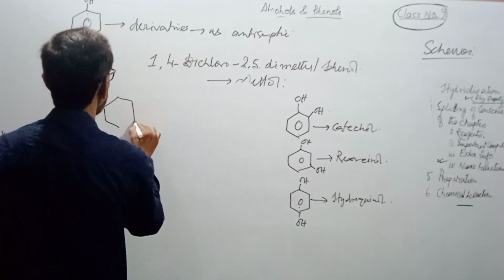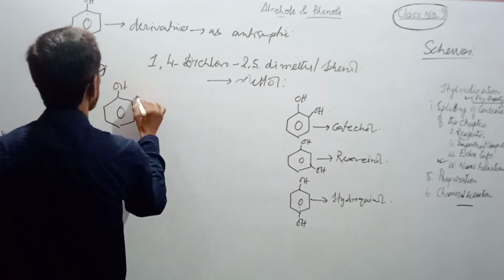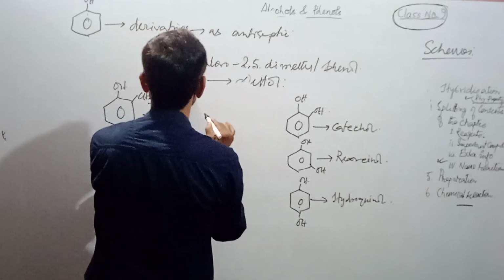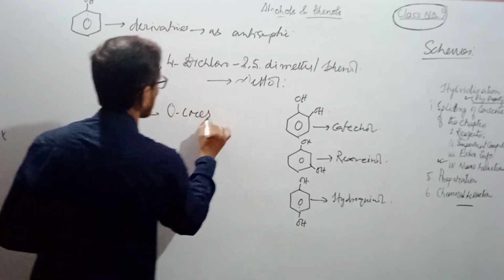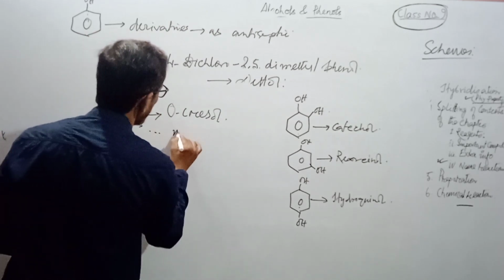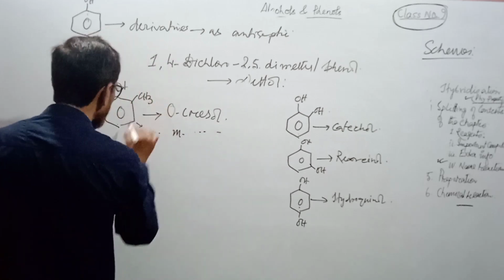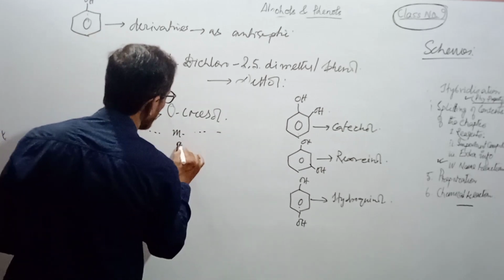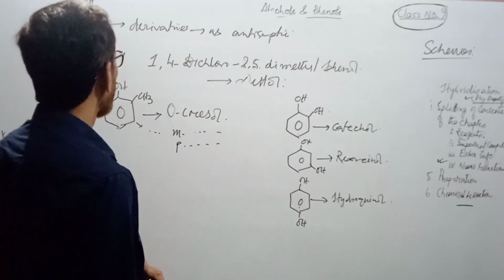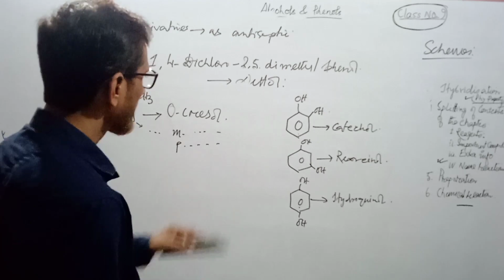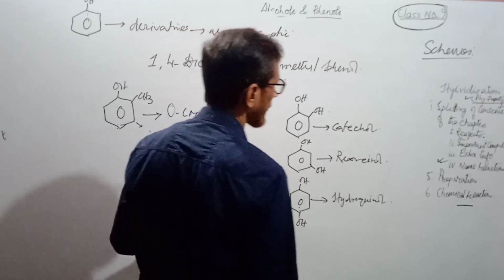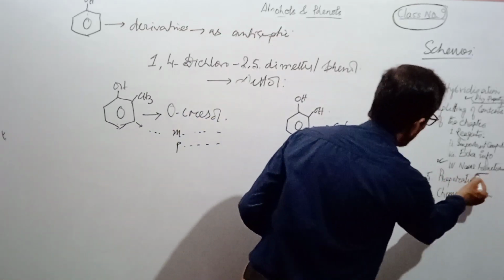And that is orthocresol, if this is here, metacresol, if the CH3 group is here, paracresol. So we have got some of the important compounds in the phenols and alcohols chapters. So after this we have done.